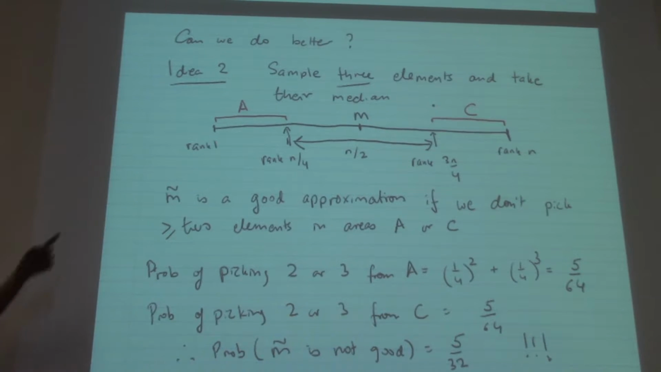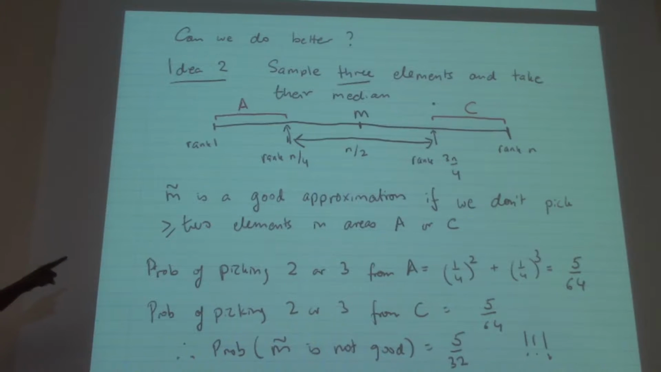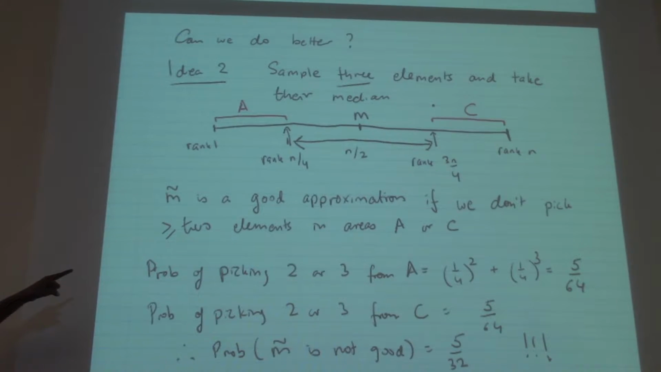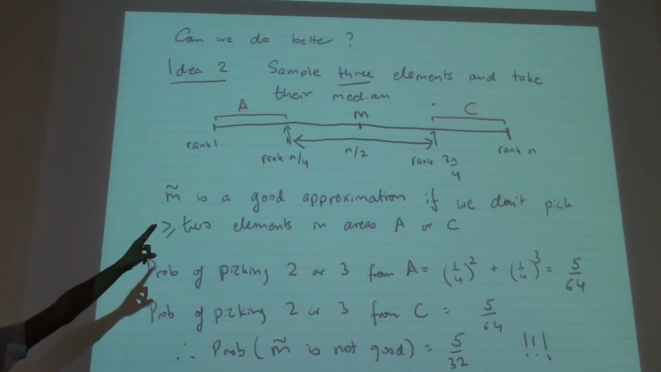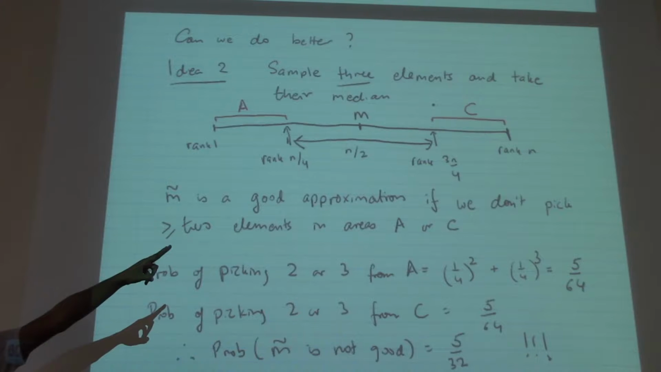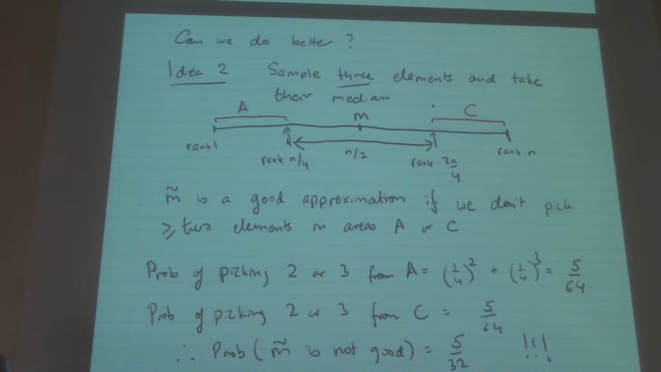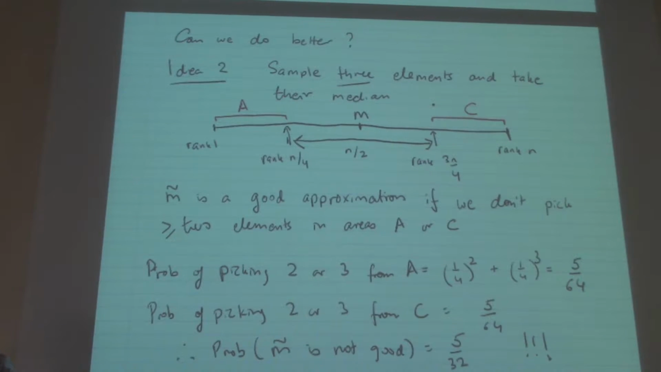So the crux to analyzing this algorithm is to ask what is the probability of a bad event, which is to say, what is the bad event? This is the bad event: 2 or more elements in A, or 2 or more elements in C. If we can somehow make sure that doesn't happen, we'll be okay.